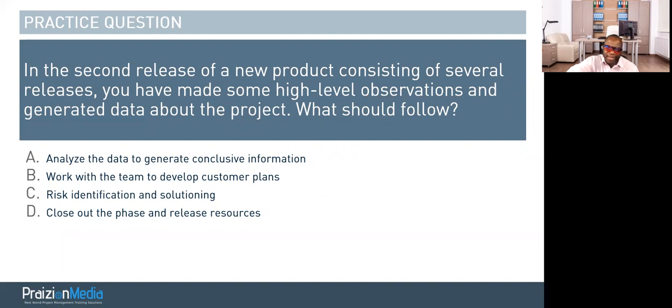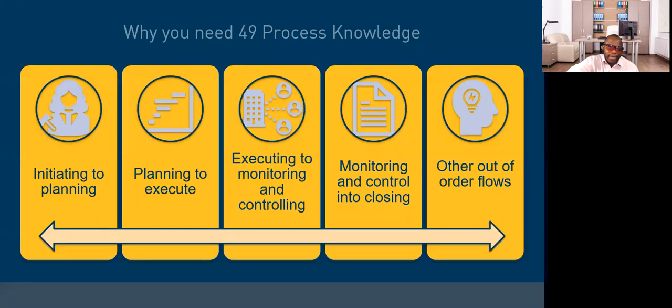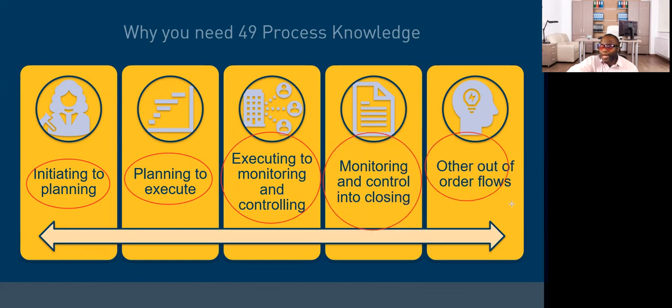So let me show you the mindset and the logic behind what we're doing here. As you take your exam, you need to be thinking like this. Am I going from initiating to planning? Am I going from planning to executing? Am I going from executing to monitoring and controlling, or monitoring and controlling to closing? Or is it some other out of order flow? Some of what I showed you were not really executing or monitoring and controlling, they were out of order flows. And this is why you need to know the 49 processes that we just went over. So important that you know it.